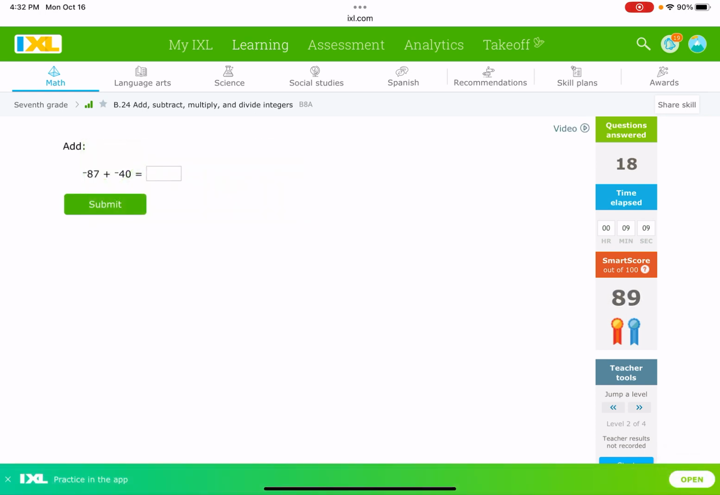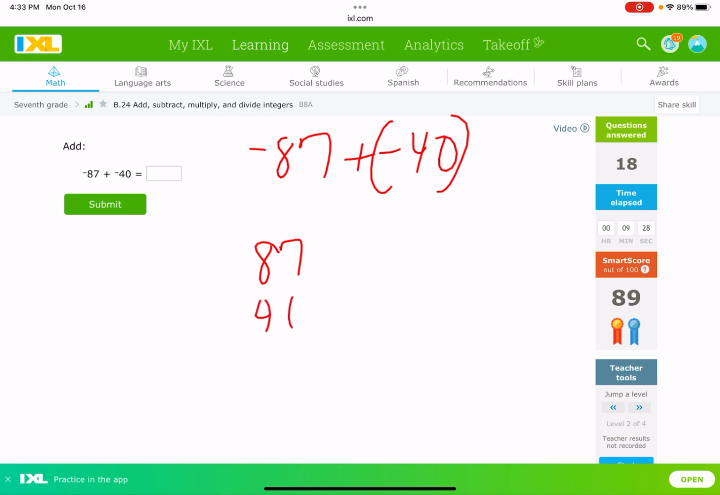This one, I have negative 87 plus negative 40. I'm going to separate those. I've got 87 negatives, and I'm adding 40 more negatives. So I have no zero pairs here. What I'm going to simply do is add those together because the signs are the same. If the signs are the same, you add them and take their sign, and their sign is negative. So it'd be negative 127.